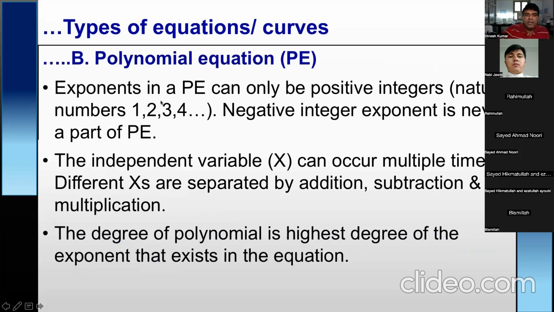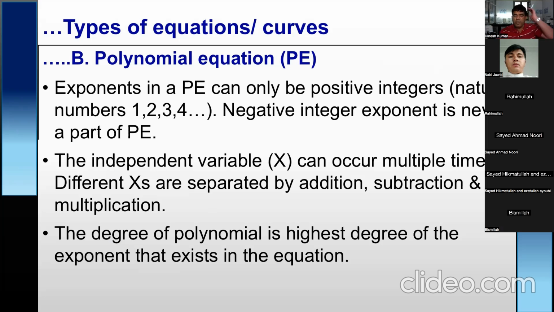So the exponent in a polynomial equation can only be a positive integer, a natural number: it is always 1, 2, 3, 4. A negative integer exponent is never a part of a polynomial equation. The independent variable x can occur multiple times, as you have seen in the last case, where it was twice. Different x terms are separated by addition, subtraction, or multiplication.